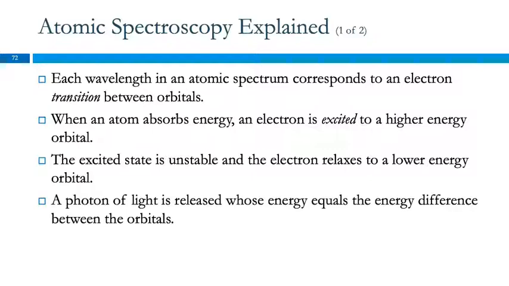So now we can explain atomic spectroscopy. When the light from an element lamp goes through a prism, we don't see a rainbow, we see a series of lines. Each line has its own wavelength, its own energy. So each of those wavelengths corresponds to an electron transition between orbitals. So when an atom absorbs energy, an electron gets excited to a higher energy orbital.